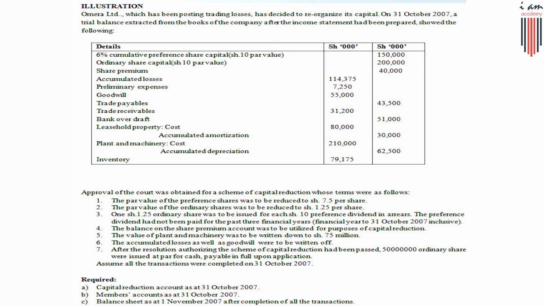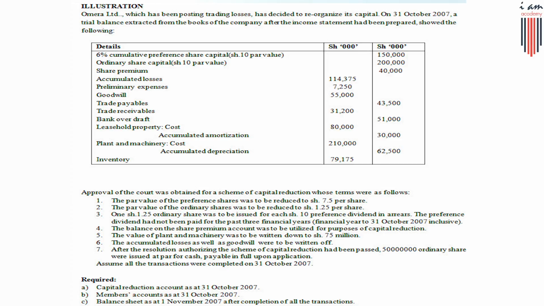You need to remember this. A capital reduction account can also be referred to as a reconstruction account. Now, one thing you need to remember is that our capital reduction account will be debited with all amounts of assets written off. It will also be debited with the accumulated losses, with the preference dividends in arrears if they had not been recognized, and with the scheme or reconstruction cost, friends.